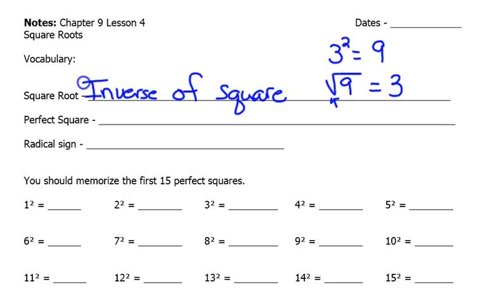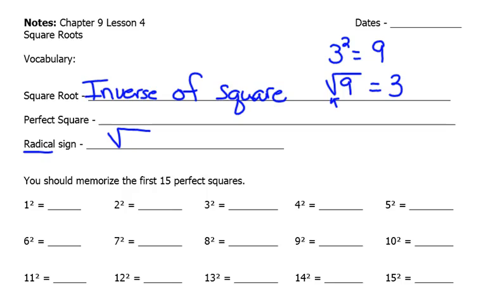This right here is called the square root symbol. It's also called a radical sign. They mean the same type of thing. So the radical sign looks like this, and we read it as square root. So the square root of 9, and this is because these are opposites of each other. So you need to know how that works.